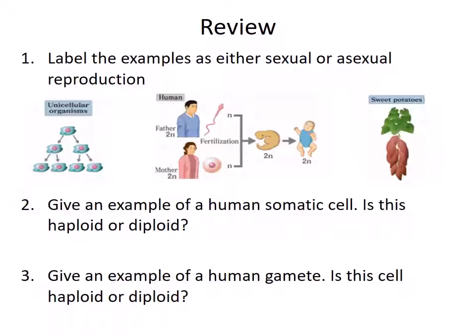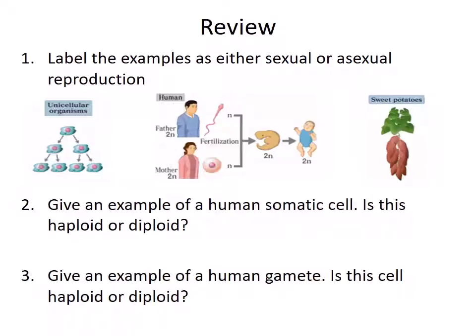In the next example, in the first question, we've got human reproduction. So there's a male and a female and sperm and egg, and the sperm and egg fuse and make a zygote, which grows up to an embryo, which grows up to the baby, which eventually will grow up from there. And so this is going to be sexual reproduction.